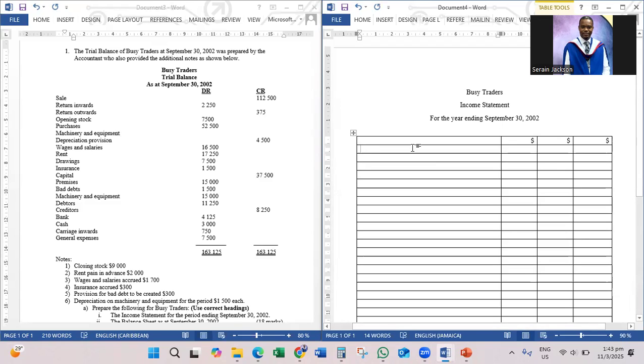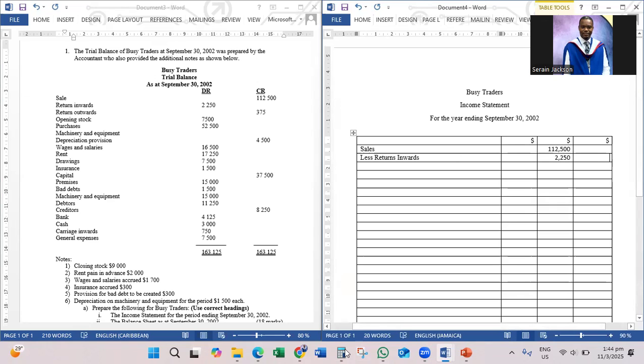So, we start with what? Start with sales. And again, you always have to check to see if the sales figure is to be adjusted, and it is to be adjusted. So we're going to put it in the middle column. So we less returns inwards. And another name for return inwards is what? Sales returns. So it is 2,250.